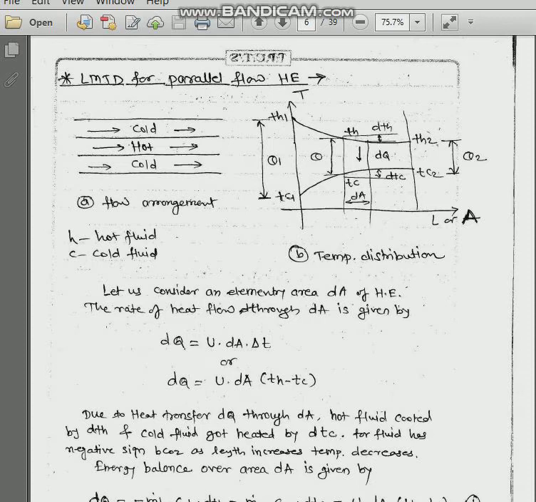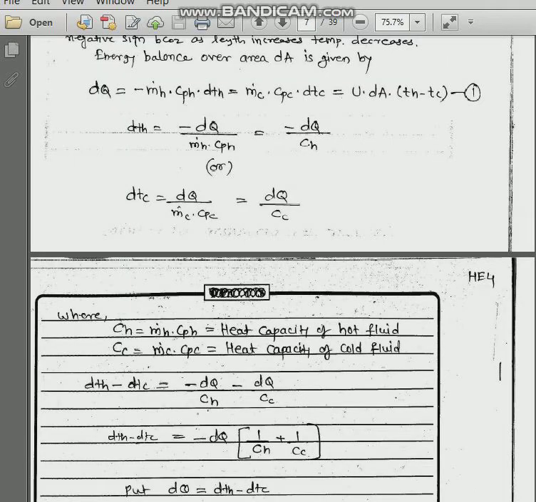Now if you see, because of the heat transfer through the dA area, the hot fluid line gradually decreases, whereas this line gradually increases. That means the hot fluid is losing its heat and the cold fluid is taking the heat from the hot fluid, so its temperature is increasing. So the energy balance will be given as follows. This is the energy balance.